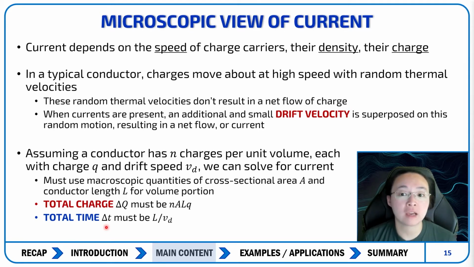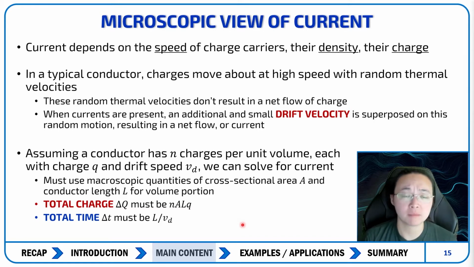We know that every charge holds a charge Q. So the total amount of charge is going to be nQ per unit of volume. Because it's per unit of volume, we have to multiply by volume. So we end up with nQ times volume, which is AL. So we have nALQ as our delta Q.